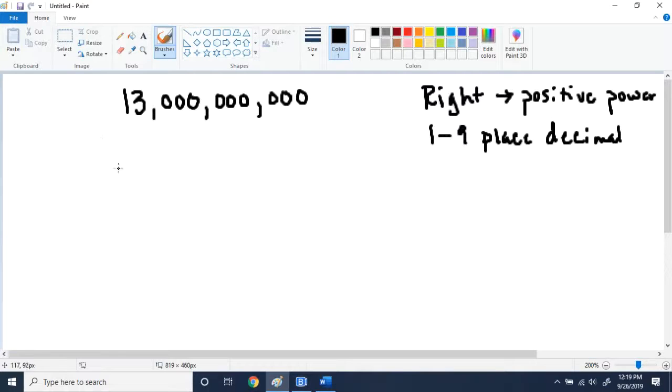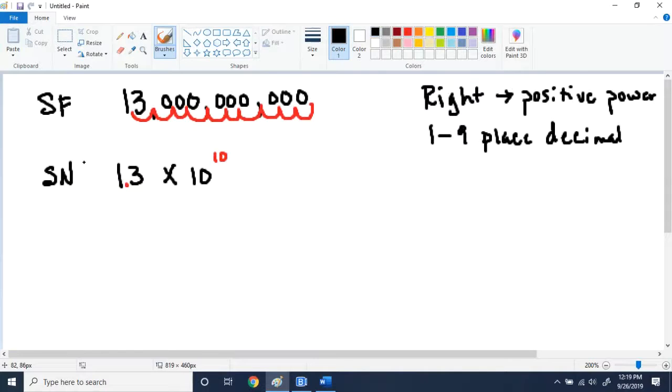So writing out my positive integers of 13, putting my decimal between 1 and 3, times 10 to a positive power. So I'm going to start where I put the decimal, 1, 2, 3, 4, 5, 6, 7, 8, 9, 10, and just count the jumps all the way out. We went from standard form to scientific notation.